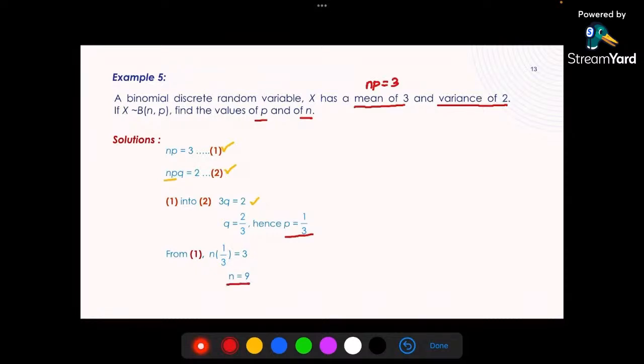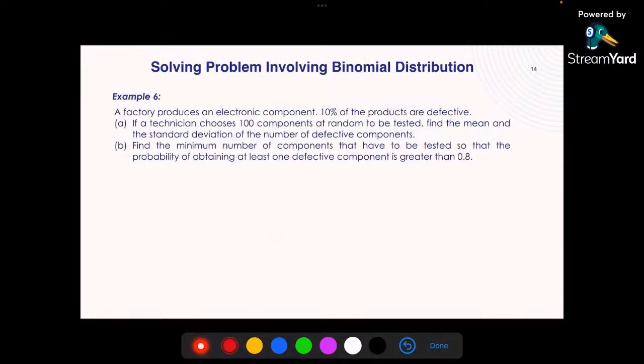Okay, next. Now we want to solve a problem involving a binomial distribution.